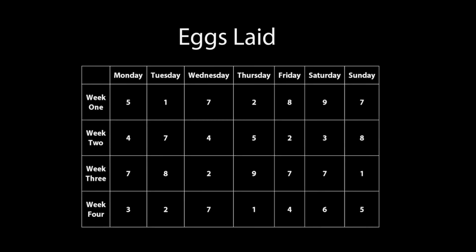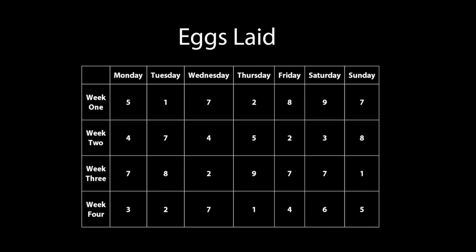He creates a table that contains the amount of eggs laid per day for 4 weeks. To calculate how many eggs are laid per week in total, he needs to add the amount of eggs laid on individual days across 1 week and then do the same for the next week and the next week and the next week.